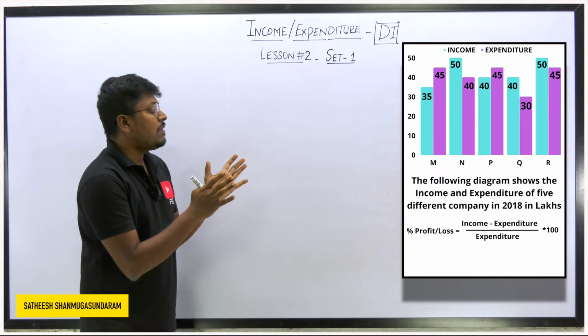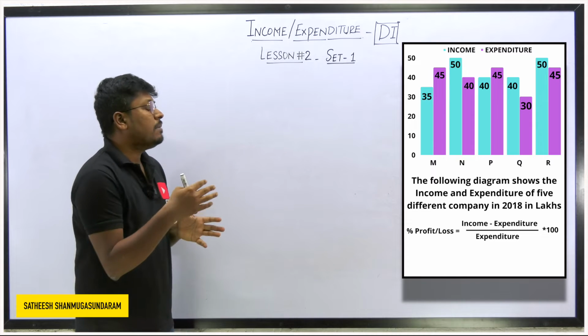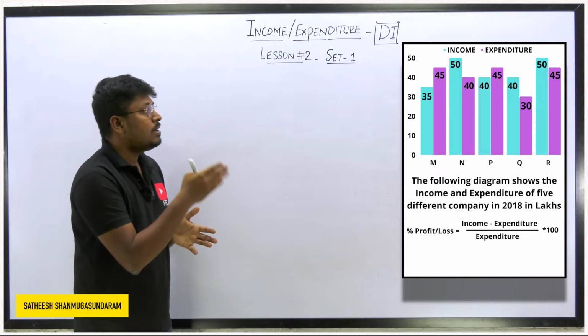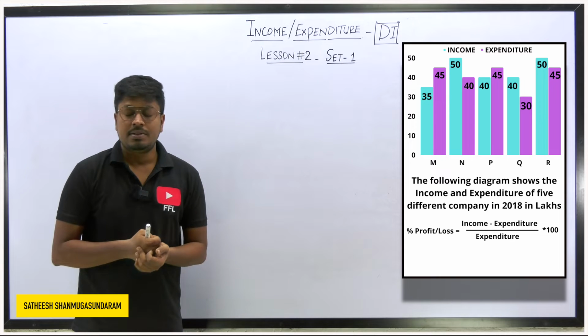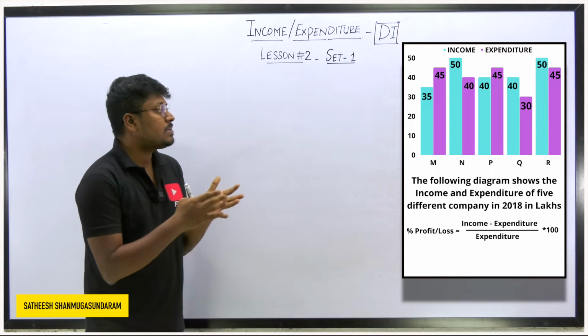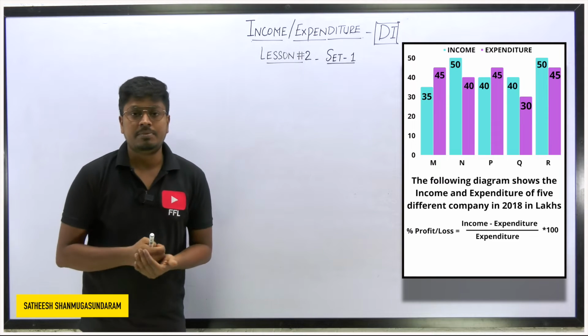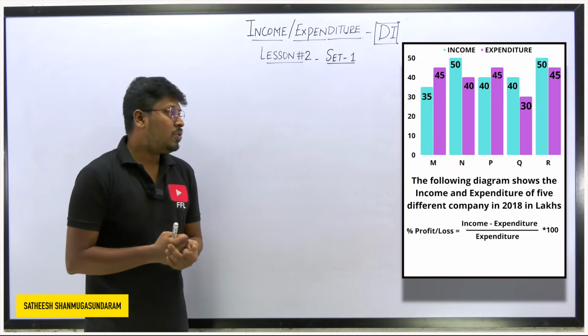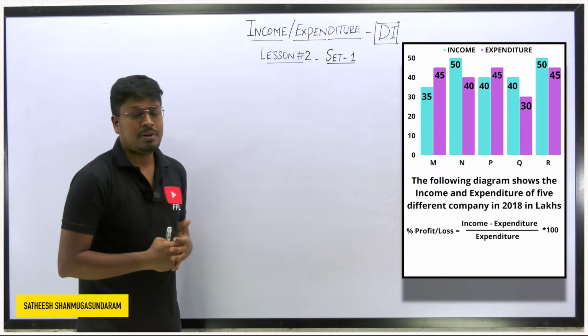So these are the values they have given, the total income and expenditure of the 5 companies in the year 2018. All the values are directly given, and all the values are in terms of lakhs. So let me move on to all the 5 questions based upon this DA.